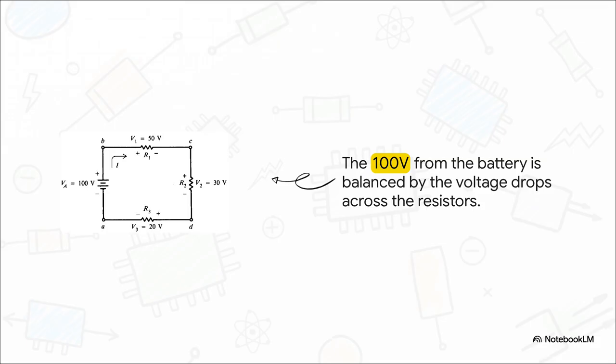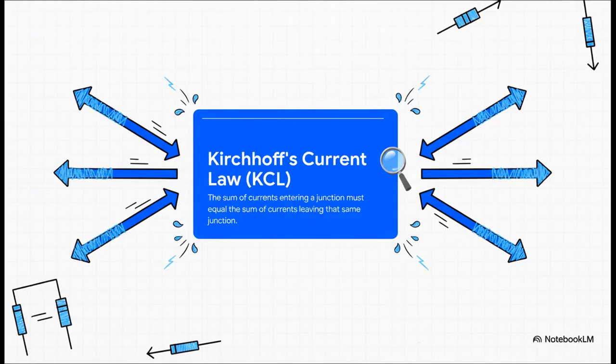That's KVL in action. Now, for Kirchhoff's second law, the current law, or KCL, this one is all about flow. It's super simple. At any intersection in a circuit, the total amount of current flowing in has to be exactly equal to the total amount of current flowing out. Think of it like pipes with water. You can't have more water leaving a junction of pipes than what came in. Nothing gets lost, and nothing is magically created.